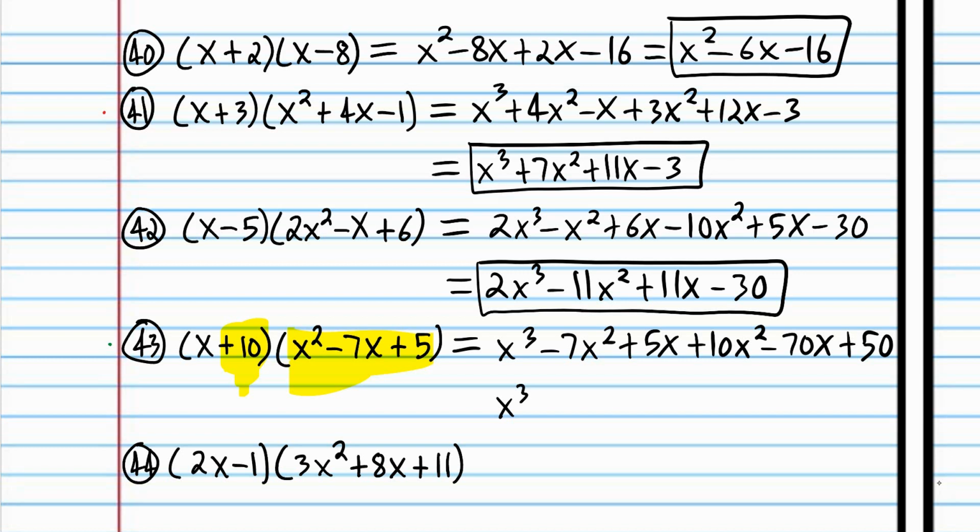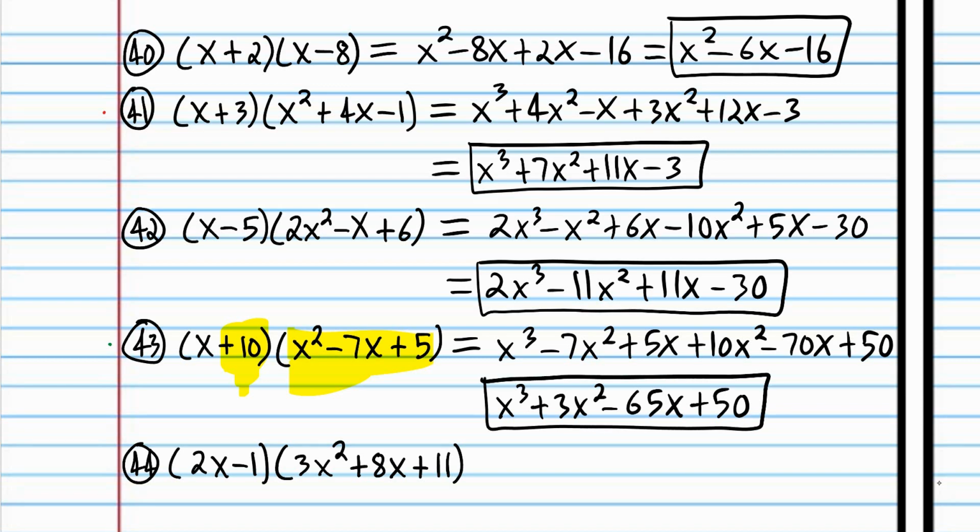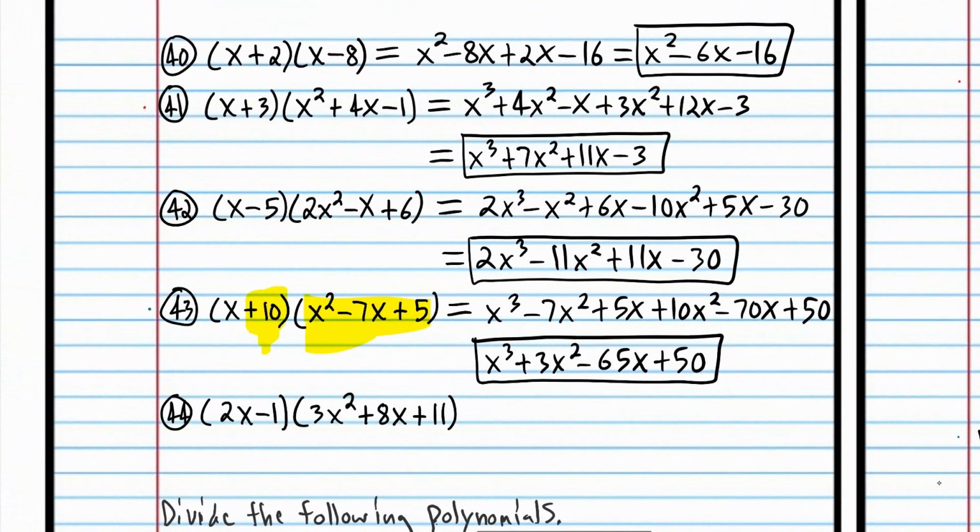So we have x cubed plus 3x squared. 5x minus 70x is negative 65x. And we'll just rewrite that 50. So if you got that right, good job. Try number 44. When you come back, we'll do it together.